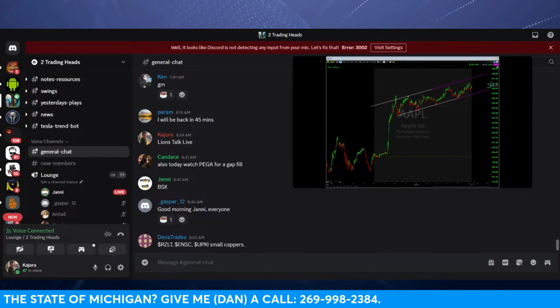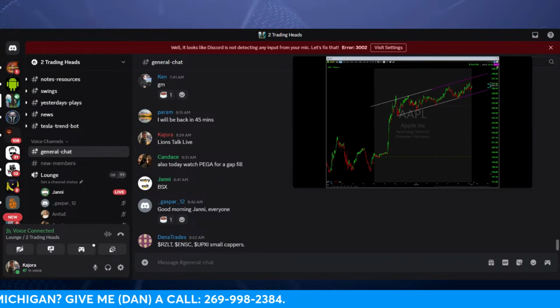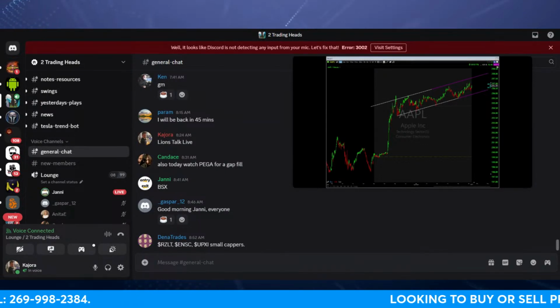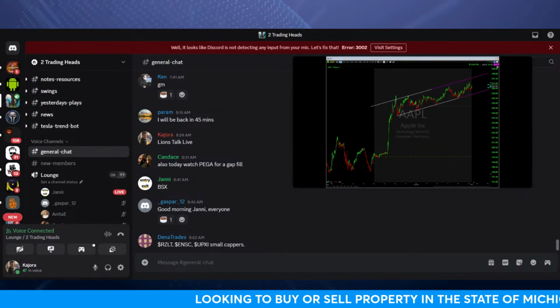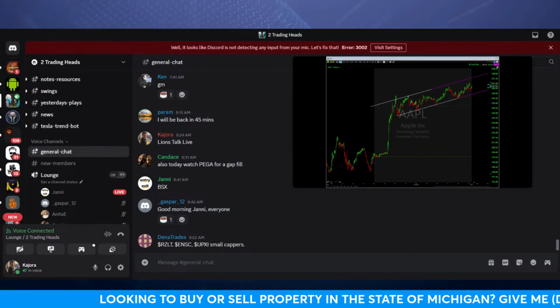What I want to see on Apple, I would like to see one more push out of it, one more pop, and then see if we can pull it. That's what I want to see out of Apple. One more pop before we can take it down.